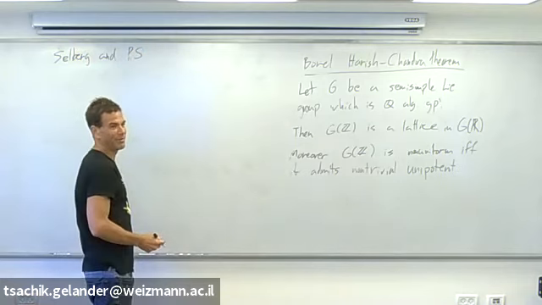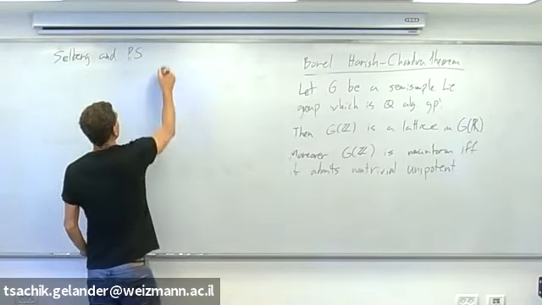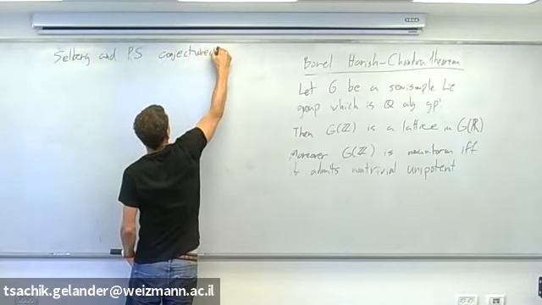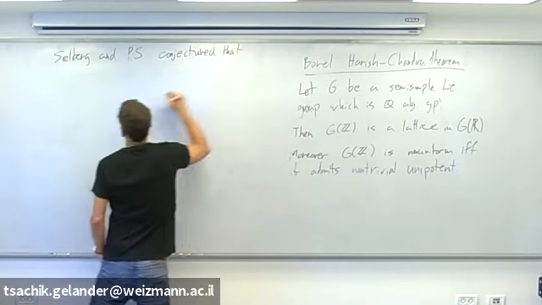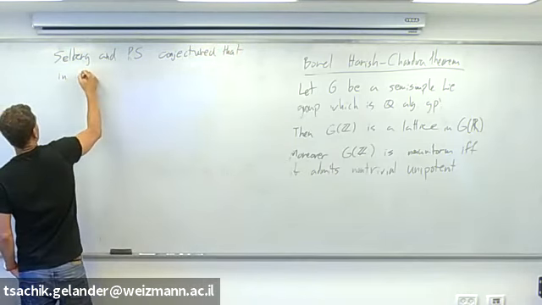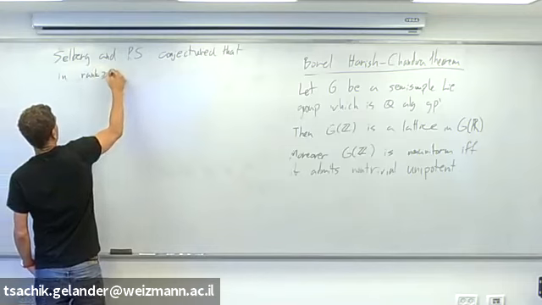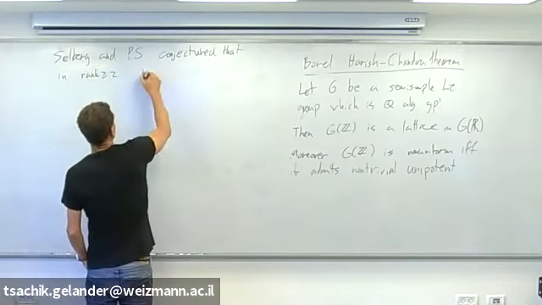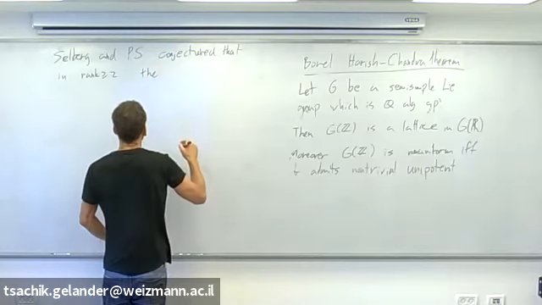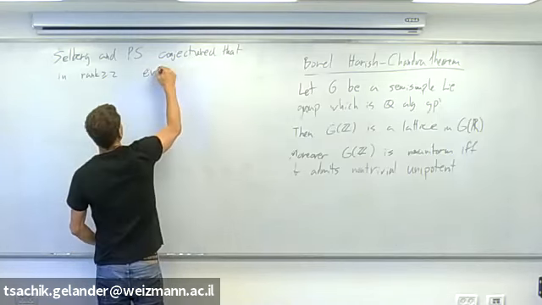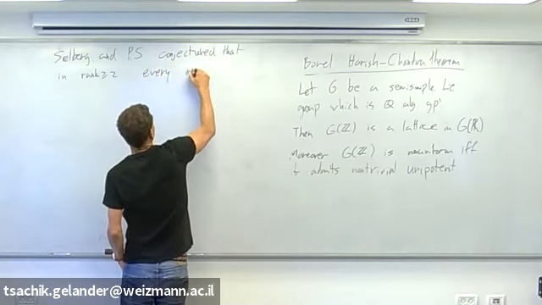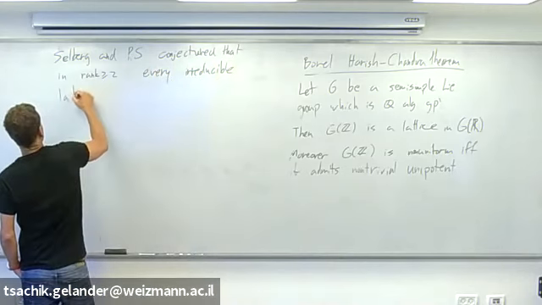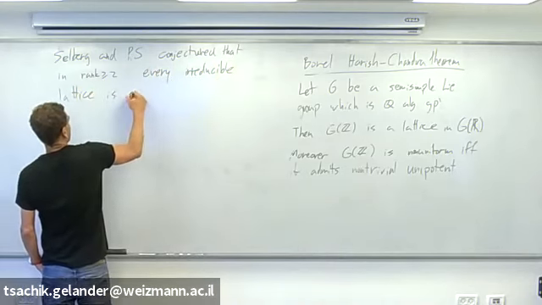Okay. Let's write like this. The Tsachik Shapiro conjecture that in higher rank, when G is rank at least 2, the opposite is also true. Every irreducible lattice is arithmetic.